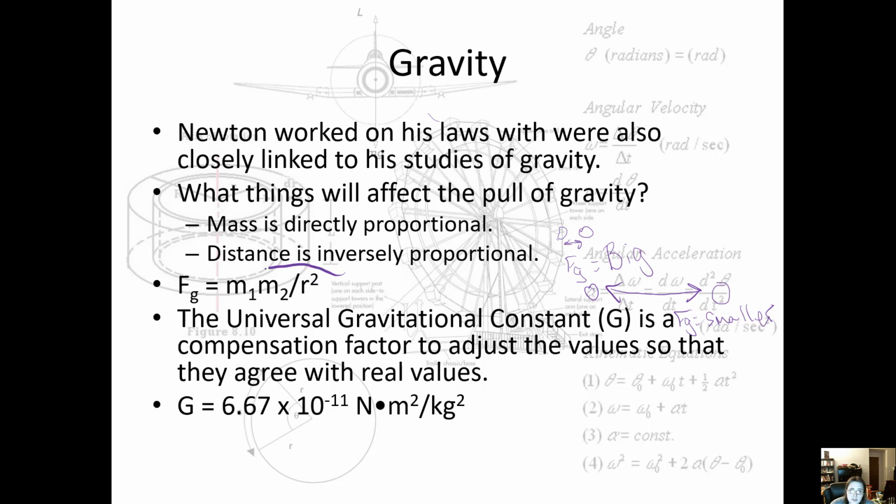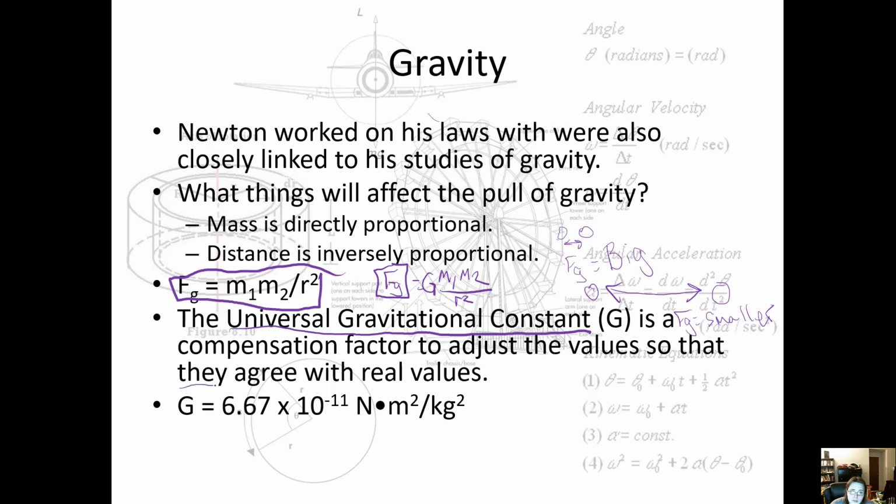In your reference table, this is the equation that we're using. It's F sub g, the force due to gravity, force, not acceleration, is equal to m1, the mass of one object, times the mass of the second object, divided by r squared. There is one other thing that's in the reference table, that's this constant, big G. Big G is the universal gravitational constant, and you can think of it as a compensation factor to adjust the values so that they agree with real values.